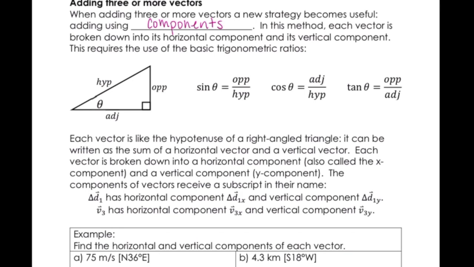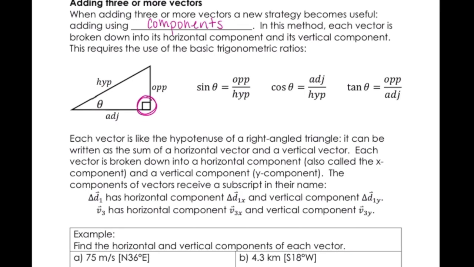In this method, each vector is broken down into its horizontal and vertical components. This requires the use of basic trigonometry ratios. It's very similar to what we were doing whenever we have perpendicular vectors, because it's creating this 90-degree angle. So we can use Pythagorean theorem, and then we can use these trig ratios, SOHCAHTOA.